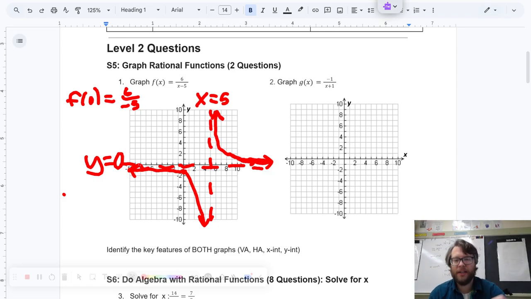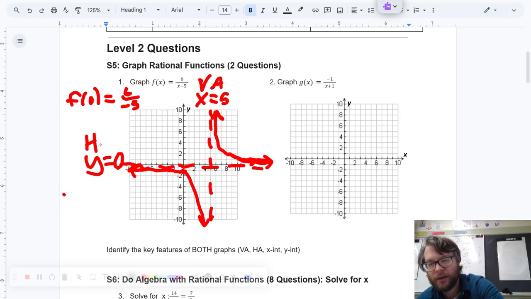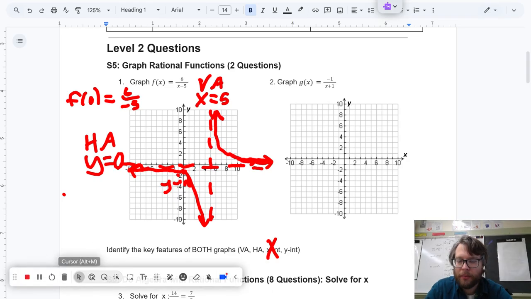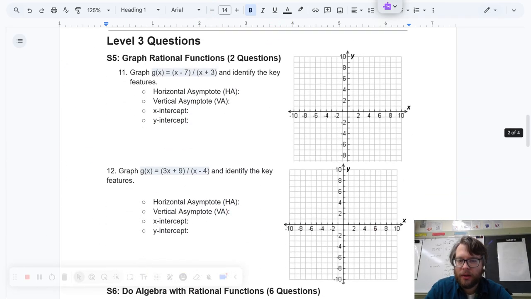Okay, so I identified here's my vertical asymptote, here's my horizontal asymptote, here's my y-intercept, and there is no x-intercept on this one because my function never equals 0 as a y value. Okay, so keep that one in mind. I'm going to move on down to a slightly harder version.